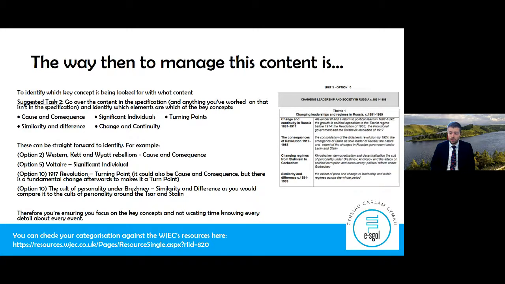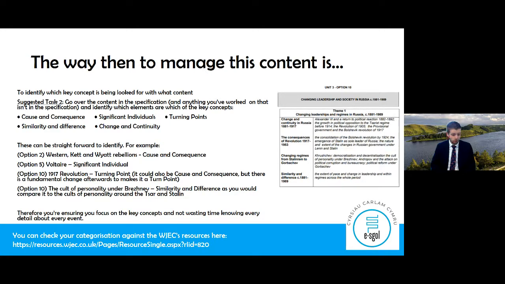Option 10 then, we've got the Bolshevik Revolution of 1917. Now we can call this a turning point because it is a fundamental change. We could also view it as a cause and consequence, but because it is a fundamental change, after the Bolshevik Revolution in 1917, you see a complete change in the way that Russia is run. We call it a turning point. And so again, by defining it as a turning point, you can use that to manage your content in order to not get bogged down in knowing everything there is to know about the 1917 revolution.